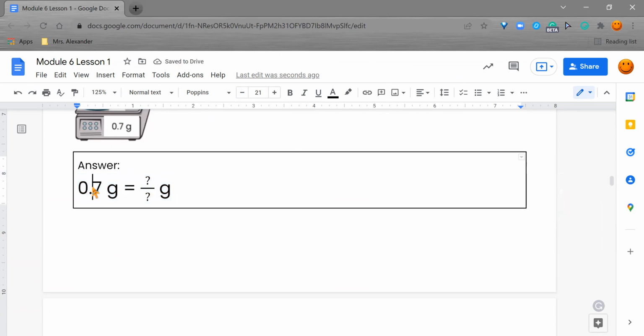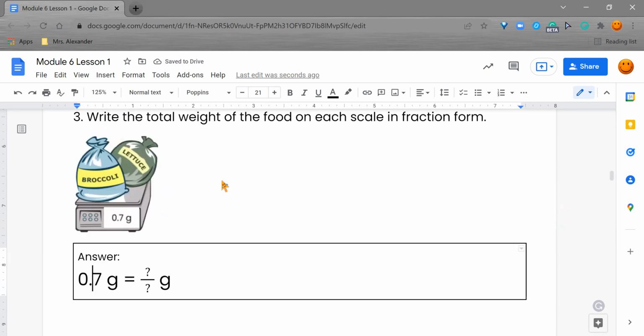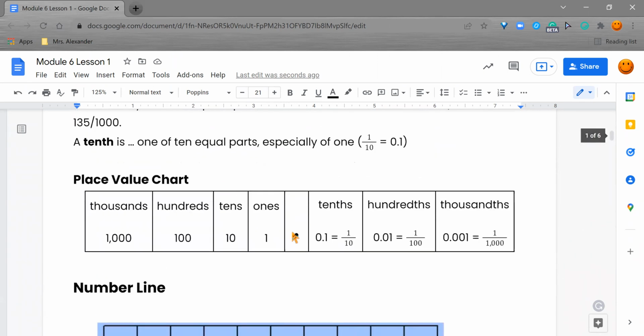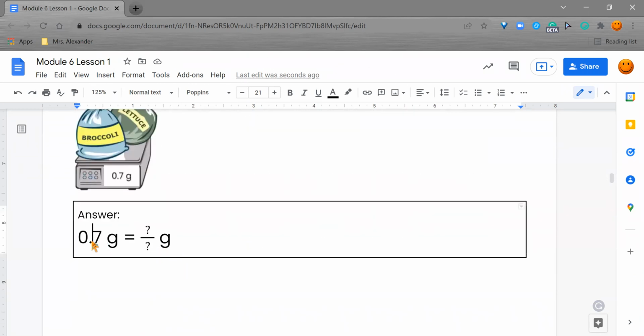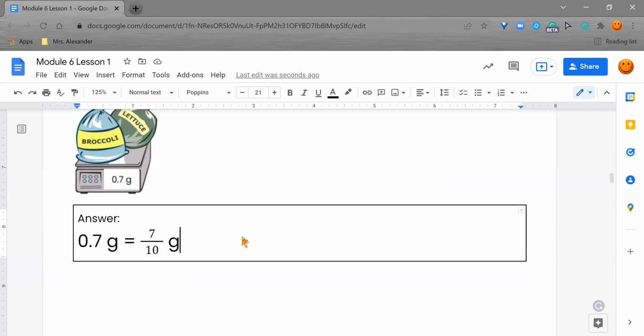So in order to do that, I see that it's 1 over. So I'm going to go back up to my place value chart and see what 1 over, and it looks like it's 10. So you could do it that way, or you could see that there's one spot. I know that I have to put a 0 behind the 1. And then I take that 7, and it comes right at the top. So 7/10, 7/10.